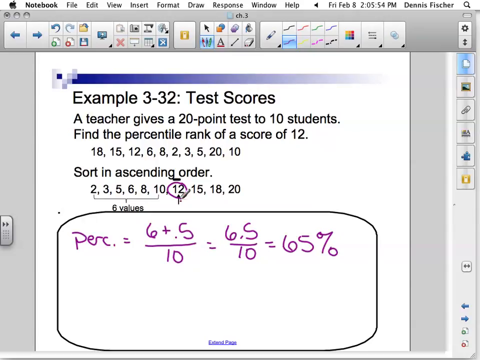So let's say I wanted to know what percentile 18 was. Okay? How many values are below 18? 8 of them. So that percentile would be 8 plus 0.5 divided by 10. So on that one, it would be the 85th percentile. That's an easy example because it was 10 numbers. But if you had like 15 numbers or 12 numbers, it would be a little different. Okay? So that's your percentile.